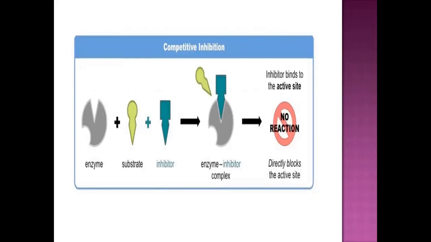So here we can see what happens in competitive inhibition. There is an enzyme, and a substrate which wants to get attached to the enzyme, but an inhibitor drug will come and get attached to the enzyme, forming an enzyme inhibitor complex. Therefore, the substrate will not be able to get attached to the enzyme, and no reaction will occur. The inhibitor binds to the active site and directly blocks it.